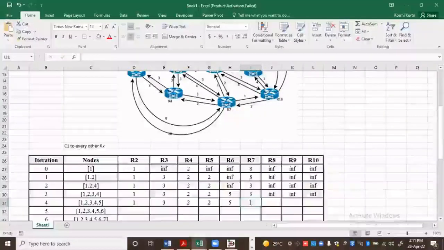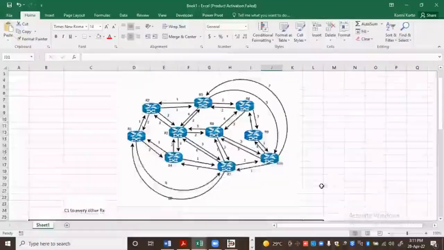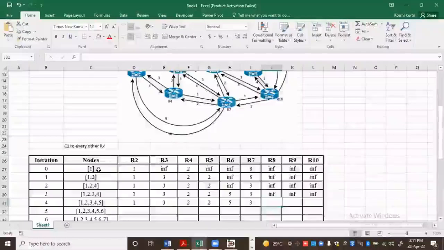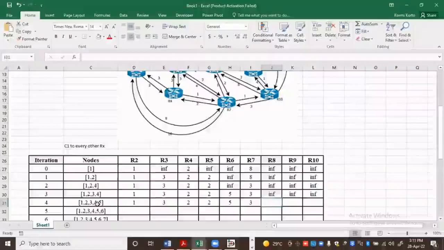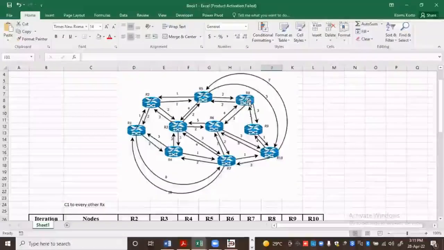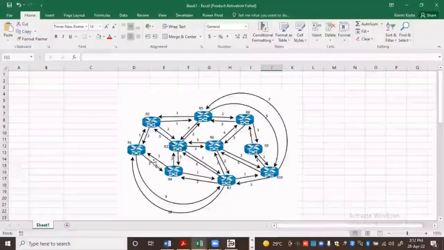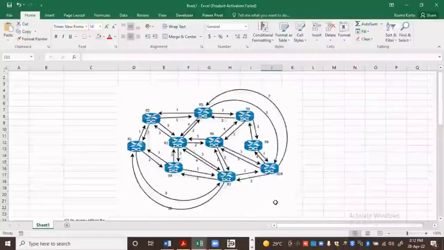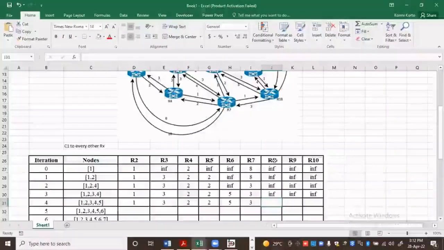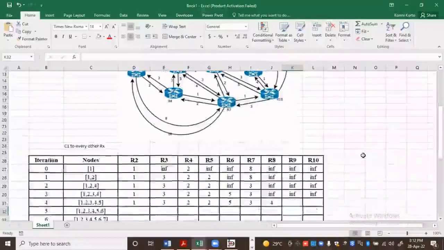Now watch R8. Since we have 5 in our iterations now, we can get to 8. And so we can go through this route, R1 to R2 to R5 to R8. The cost is 1 plus 1 is 2. 2 plus 2 is 4. So it will now be 4 to get to 8. Are we following, guys? This is fun stuff.